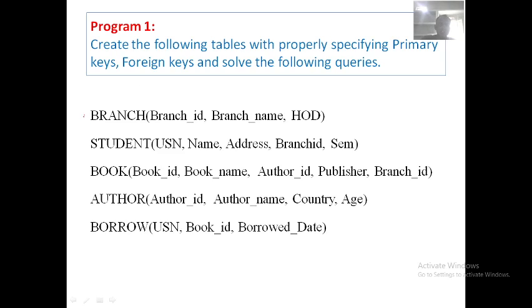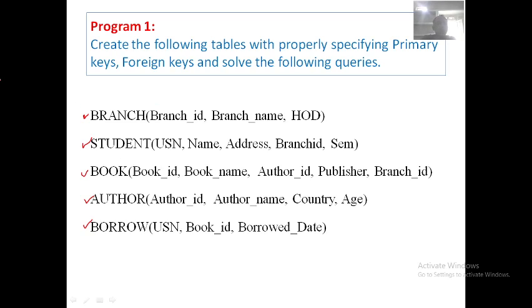One is the branch table. Second one is a student table. Third one is a book table. Fourth one is the author table, and the borrow table. Okay, borrow is another table. Borrow the book from the library. Got it? Table name is borrow. Author, one who is writing the book, he is the author. And every book will be having some attributes. Book is another entity, student is another entity, and branch is one more entity.